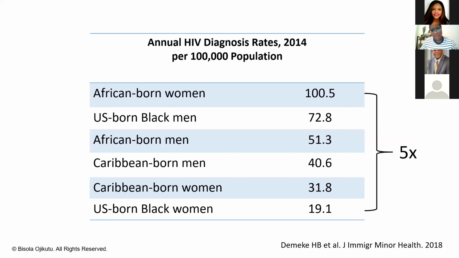One of the profound articles or pieces of information that's been put out in the last couple of years is really, again, looking at the importance of disaggregating data. Here you see that African-born women, African immigrant women, are 5 times more likely per 100,000 population, at the annual HIV diagnosis rate, to be diagnosed with HIV in comparison to some of the other populations, particularly US born Blacks.